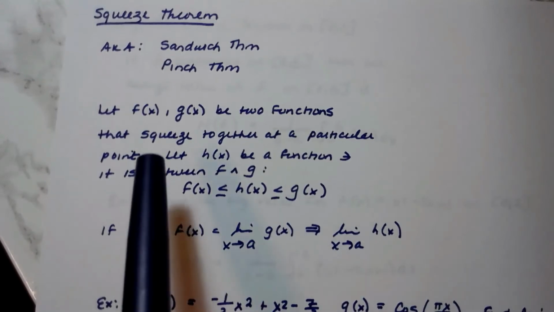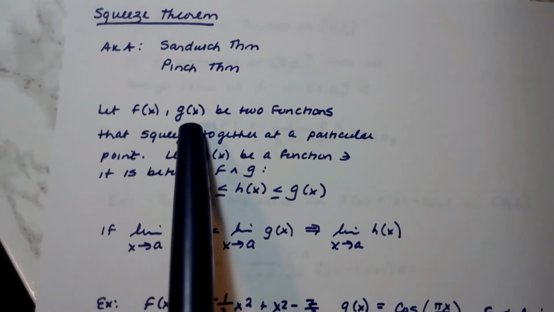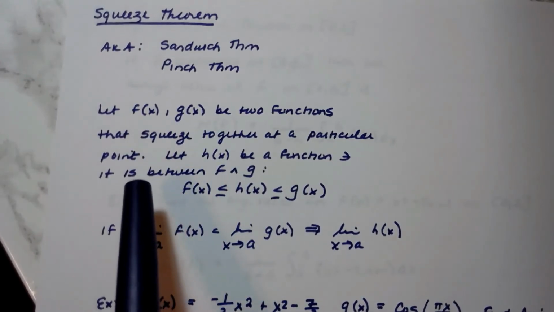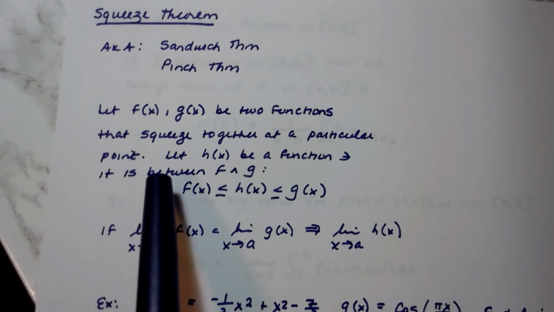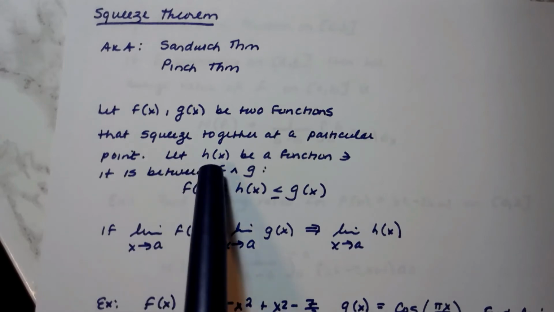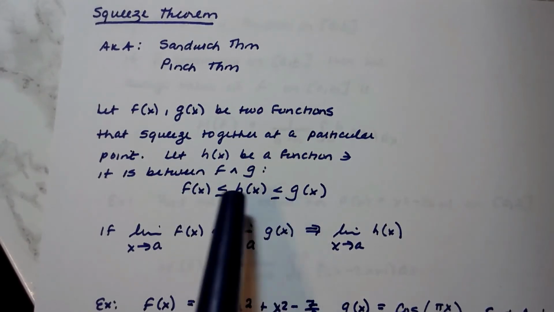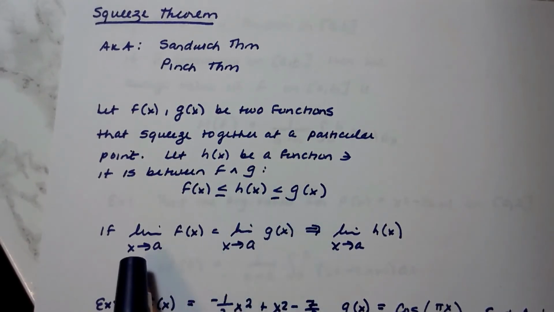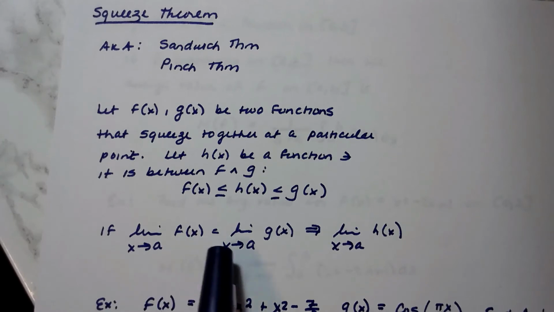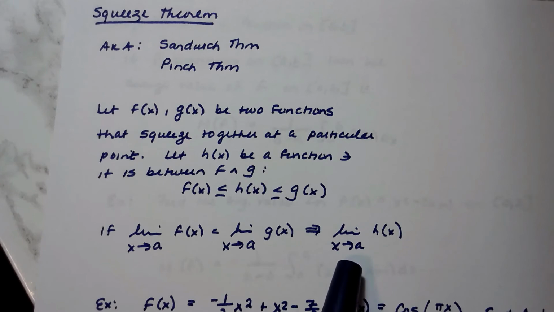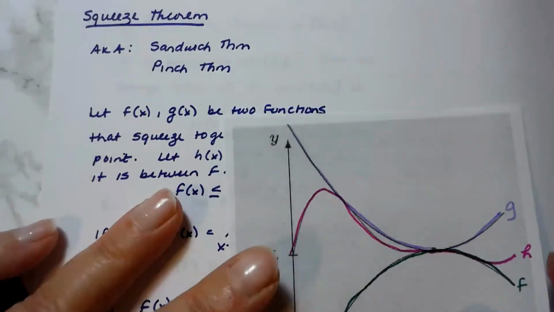What it says is this: if you have 2 functions f and g that squeeze together at a particular point, and then you have some other function h that's in between f and g, okay, so h is between f and g. It says that when you take the limit of f, if it equals the limit of g, then the limit of h has to be the same. Here's the picture so you can see.